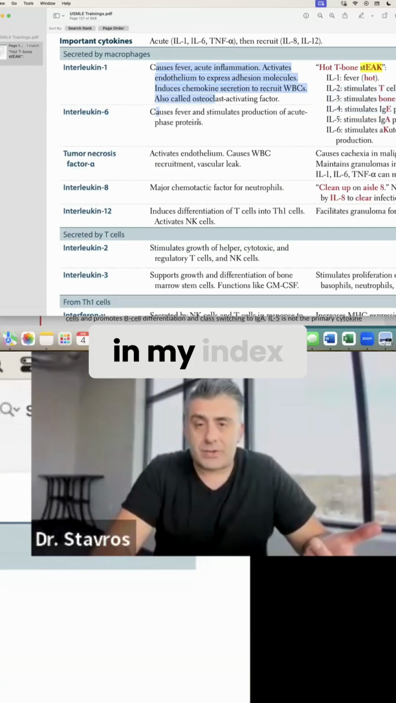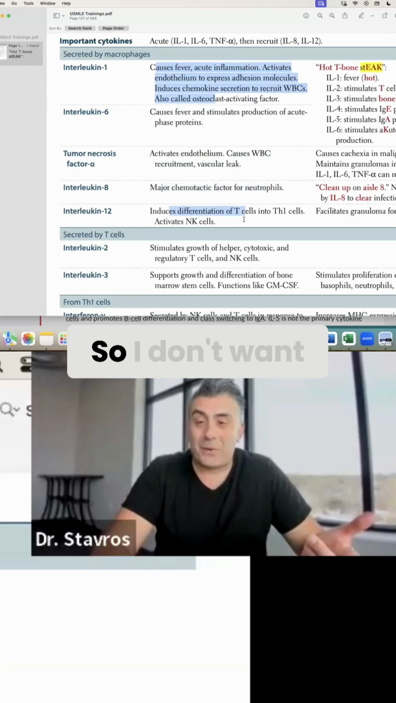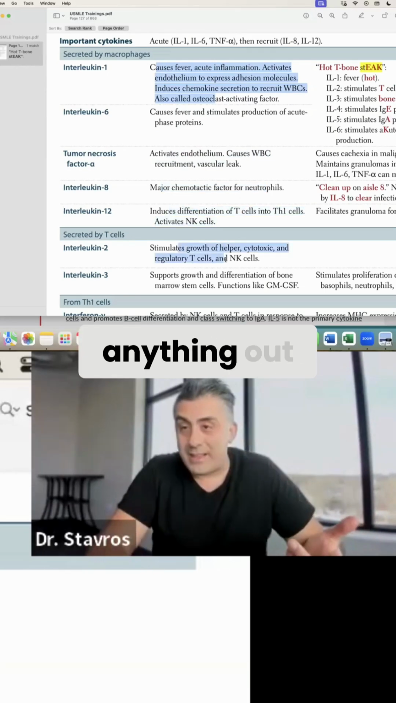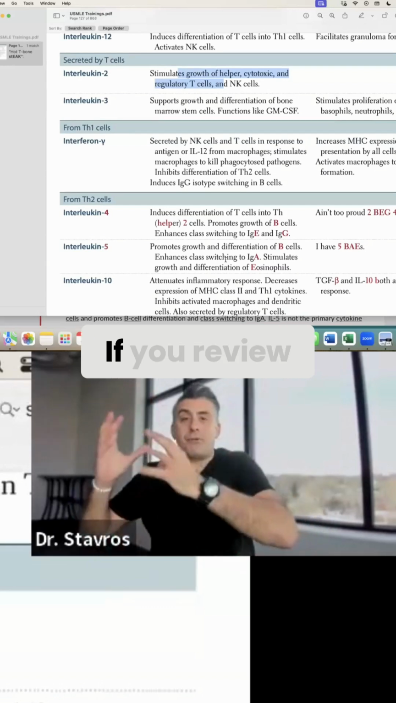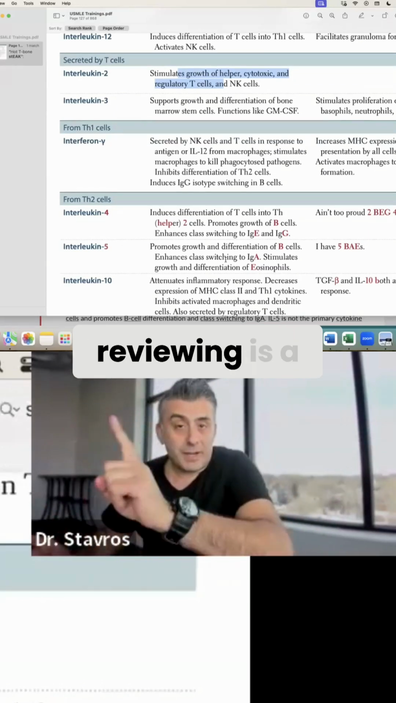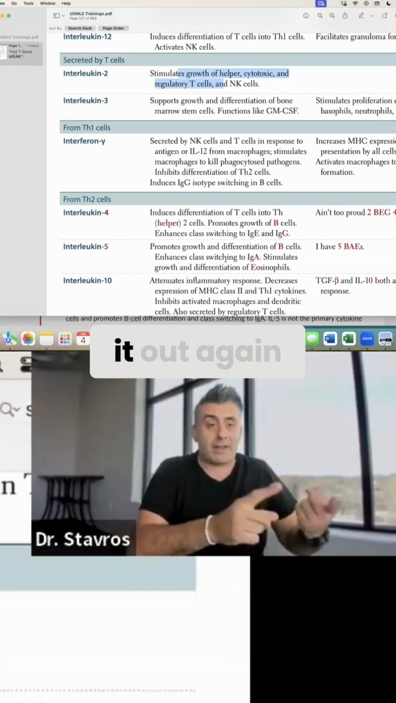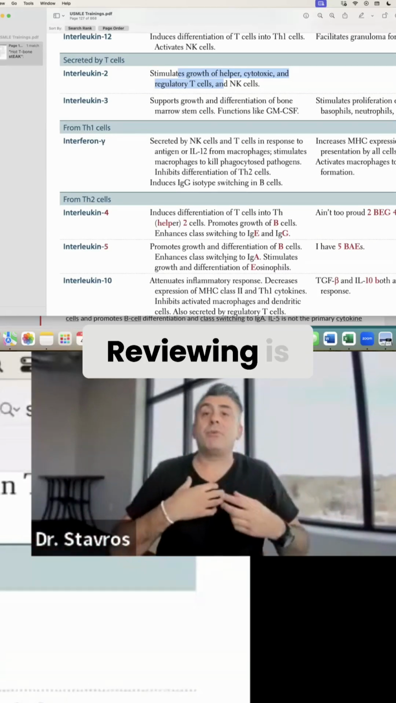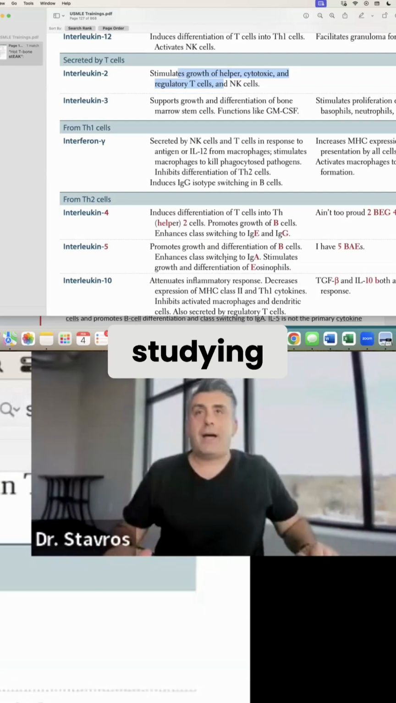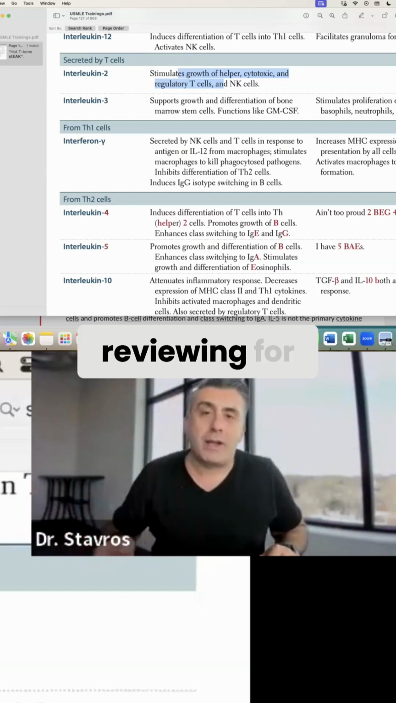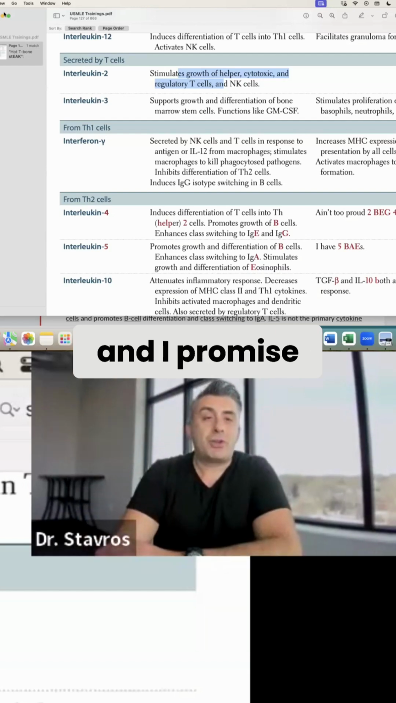and write it out in my index cards and write it out, I will lose my mind. So I don't want to write anything out. I want to review as much as possible. If you review every day, reviewing is a big word because it's a broad statement. Review can be writing it out again, reading it fast. Reviewing is scanning. If I spent 7 hours yesterday studying, I'm going to spend tomorrow morning reviewing for an hour. Just scan my content. And I promise you, you're going to do amazing.